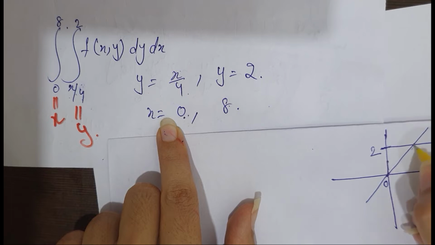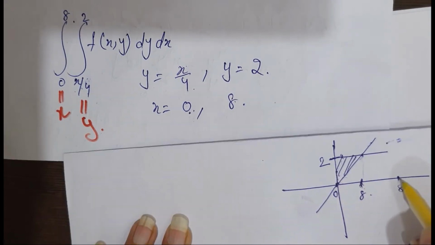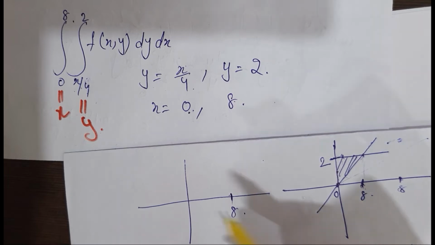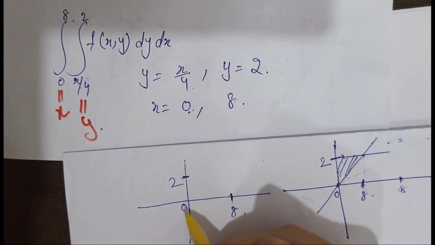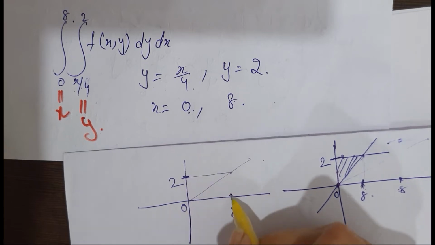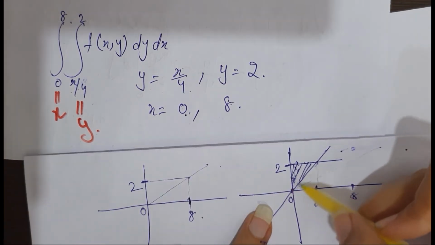So 8 will be here. I am taking 8 here to form a closed curve. To form a closed curve, I have to move this line like this. I will show you how. If I take 8 from here to here, I have to move this line like this so that it makes a closed curve. So we are talking about this area.